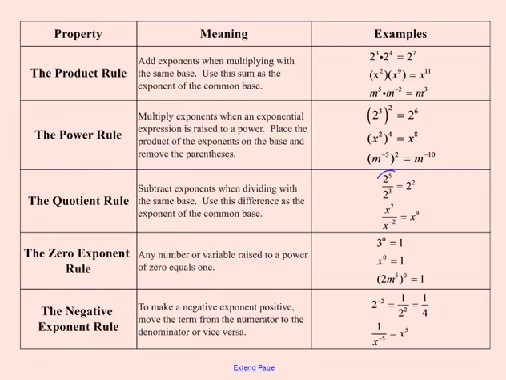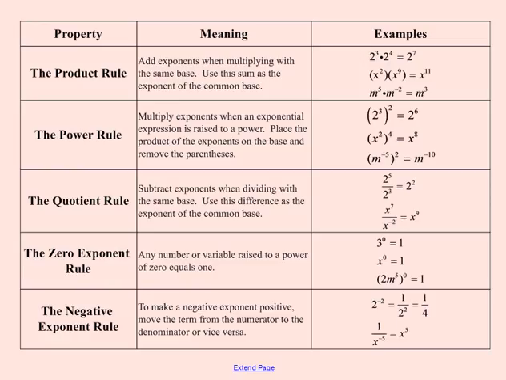We start with 2 to the 5th divided by 2 to the 3rd. Since we are dividing, we use the quotient rule. Remember, quotient is the answer you get when you divide. So, in this case, we're going to subtract our exponents. 5 minus 3 is 2. So our final answer is 2 squared.